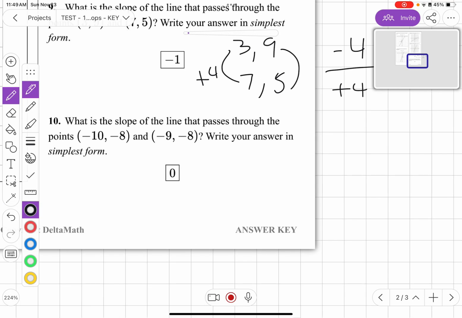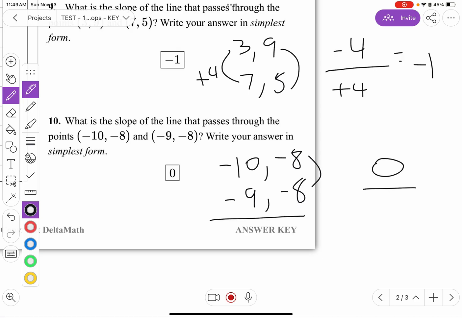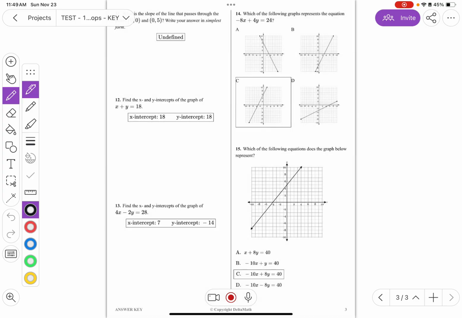Okay. Number 10, so I put minus 10, minus 8, minus 9, minus 9, I say, oh, wait a minute, y is not changing, so the change in y is 0. It doesn't really matter what's down here, so it turns out it's 1, but this will be a slope of 0. So it's not going up or down, doesn't matter how I change x.